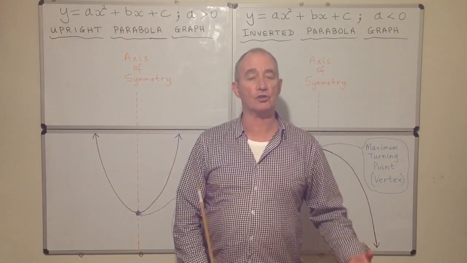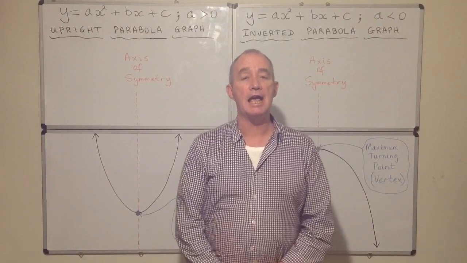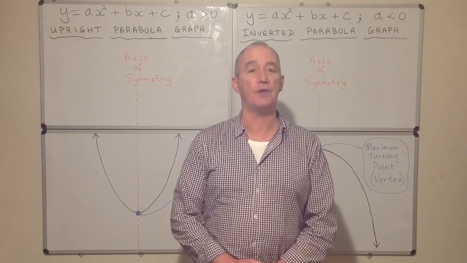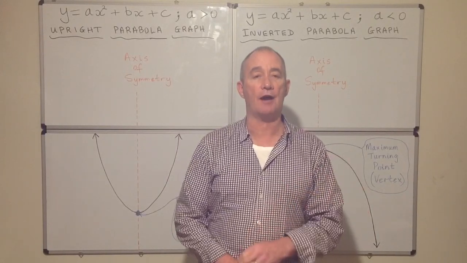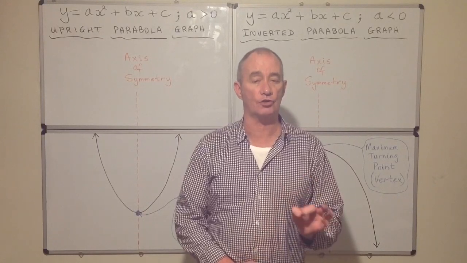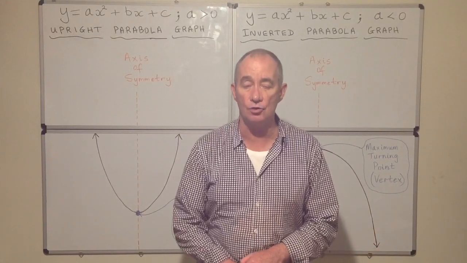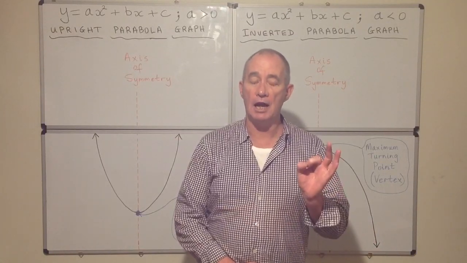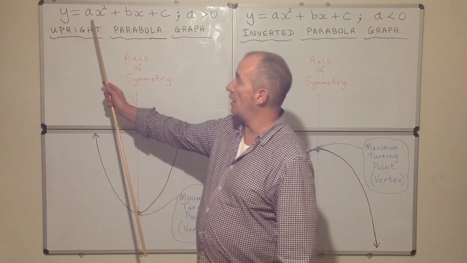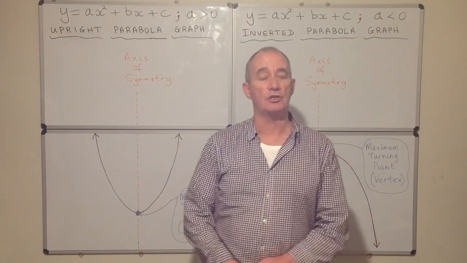y equals ax squared plus bx plus c, where x and y are the variables in the equation. a, b and c are fixed number values or constants. Now remember, a, b and c can be any number values at all, with this one exception. a, that is that constant there, is not allowed to be 0.